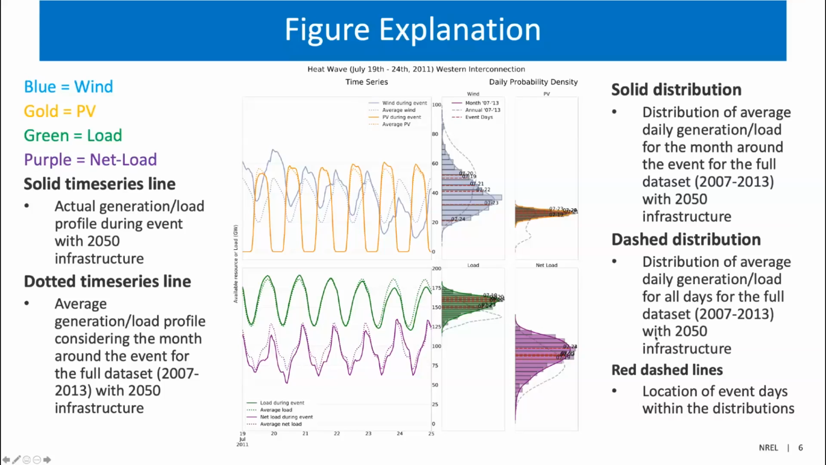We have 2 different types of statistical distributions. A solid distribution, which looks at the time of year around the particular event and the average daily generation and load during that particular season. The dashed distribution in the background is a distribution of all days in our data set, the average generation or load for those days. The red dashed line is the days of the event placed within that distribution, so we can see where they fall.